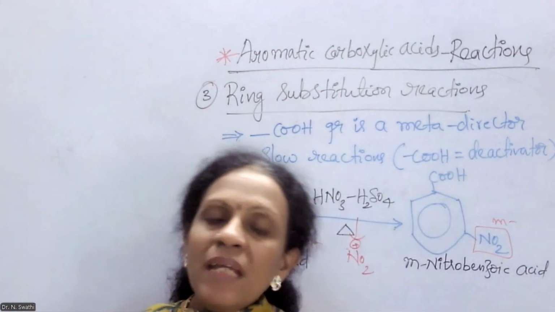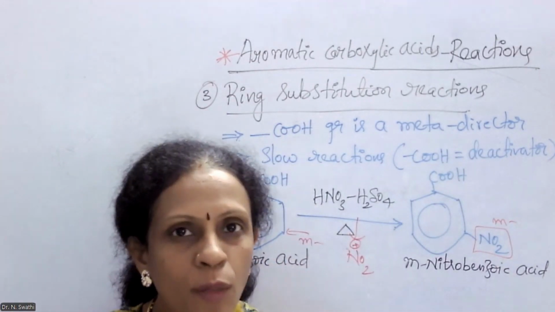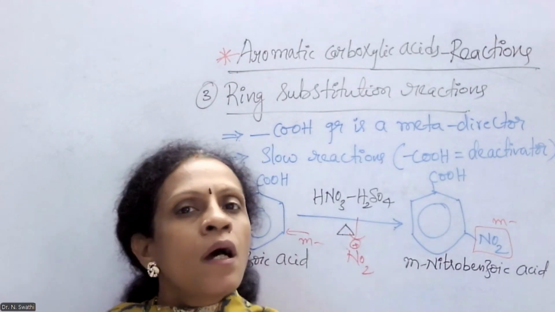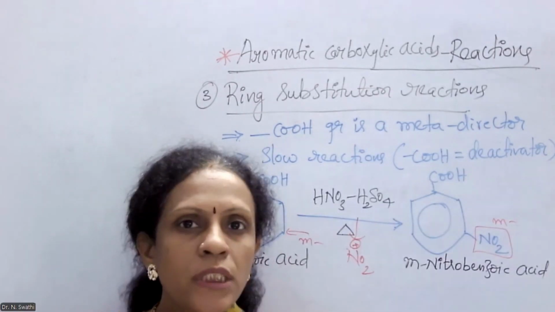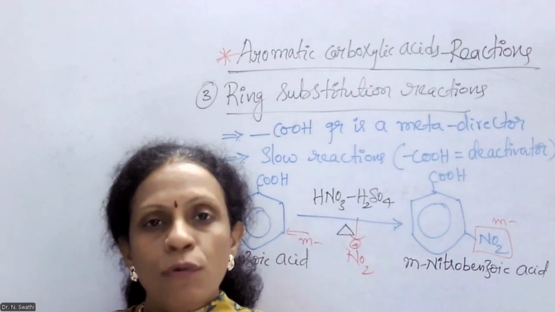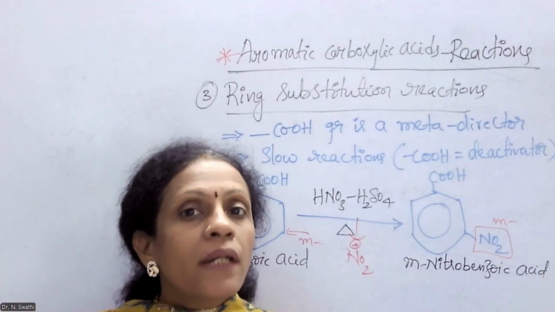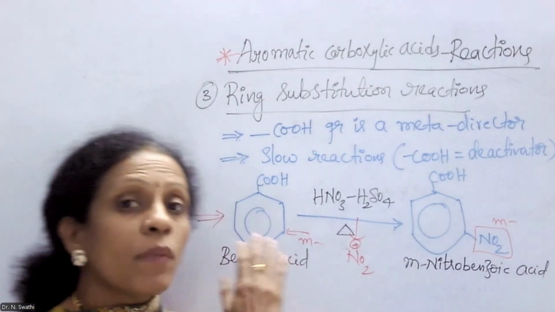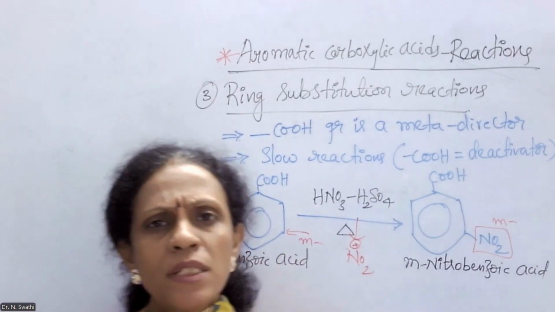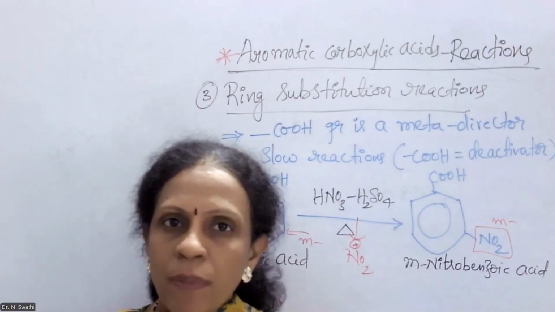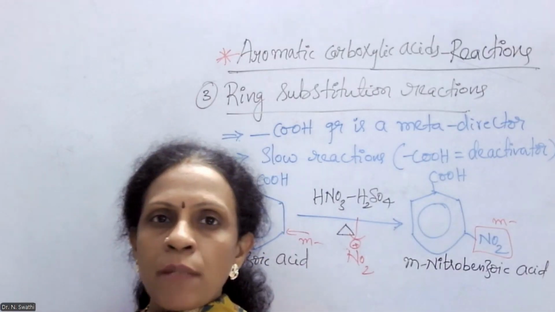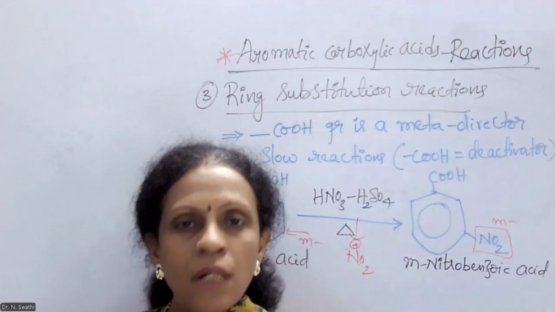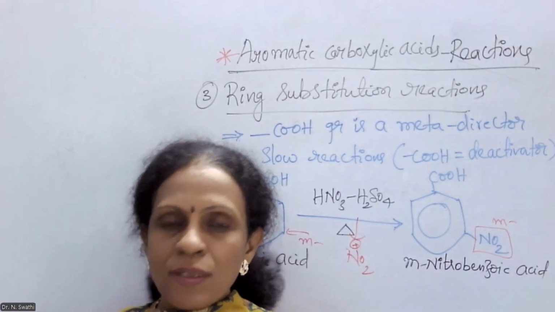So these are the three major principal reactions of aromatic carboxylic acids, or you can consider them as benzoic acid reactions also, because mostly in the final examination you get questions such as write the important reactions of benzoic acid. If you look at all these reactions, we have taken benzoic acid as the starting compound. That means you can use the same to answer that question. The three reactions I mentioned are the salt formation reaction, conversion to functional derivatives, and finally ring substitution reactions.